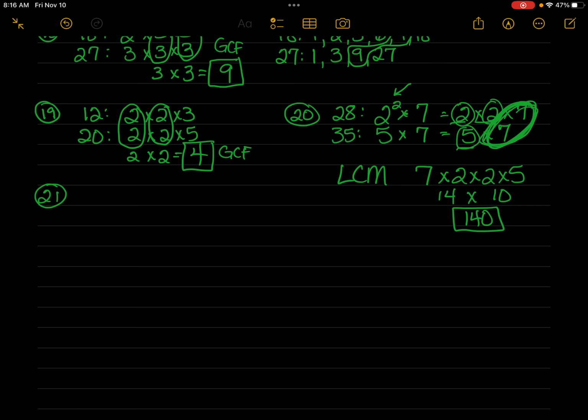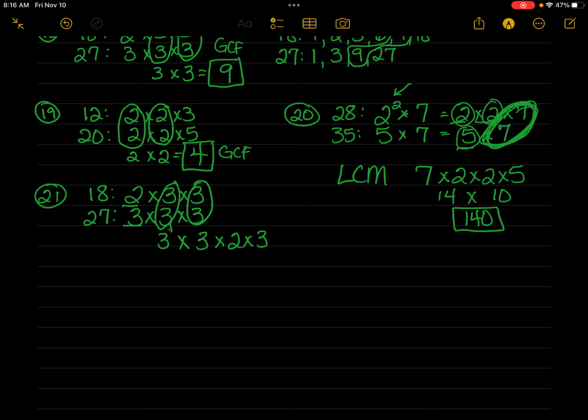Okay, number 22 is 18 and 27. So they're going through the same ones that we did GCF for, and they're putting exponents. So on this one, it said 3 squared, but I'm going to put 3 times 3. And the bottom one says 3 times 3 to the 3rd power. So I'm going to put 3 times 3 times 3. Okay, circle the ones they have in common and write out each of those only once. Okay, and now with these two that are left, the 2 and the 3, I'm going to write those out also. Times 2 times 3. So the ones that are circled that they have in common only get written one time because they have that in common. Okay, now I'm going to multiply this.